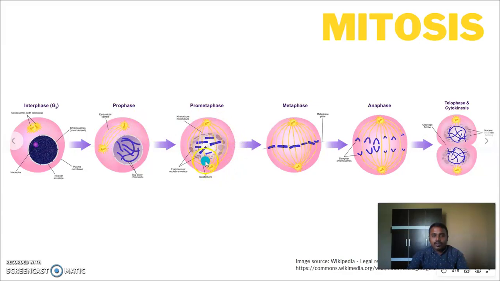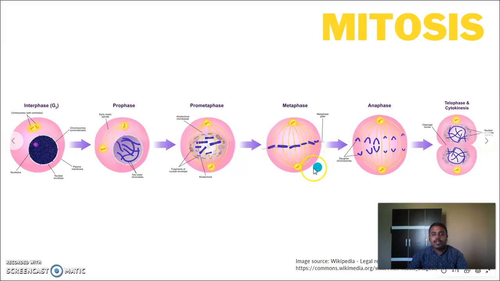Okay, and you could see here the nuclear membrane has completely disappeared, the nucleolus has also completely disappeared, and all the fragments of your chromosome have been arranged in the center part of your cell. So now, what happens in metaphase?